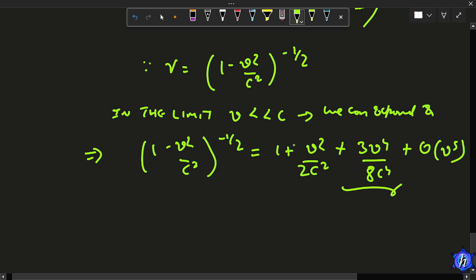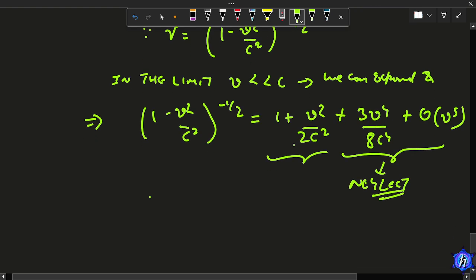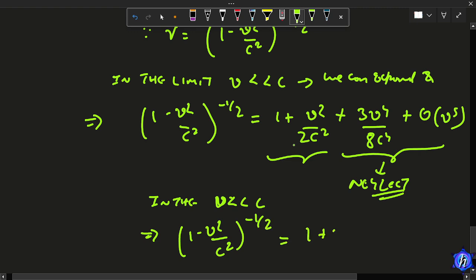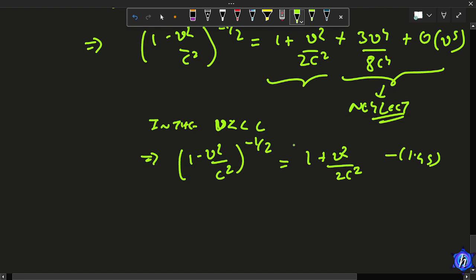we'll neglect the rest happily. We will terminate at this point. So in the limit, as I said, where v is much smaller than c, we can approximate 1 minus v square by c square to the power minus half to be 1 plus v square upon 2c square. This is equation 1.45.